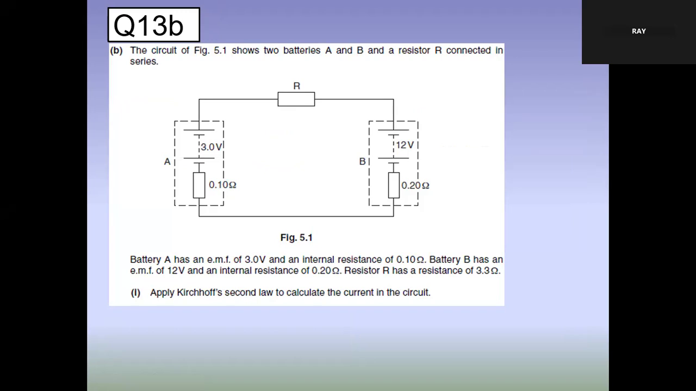The circuit of figure 5.1 shows two batteries A and B and a resistor connected in series. Battery A has an EMF of 3 volt, internal resistance 0.1 ohm. Battery B has an EMF of 12 volt, internal resistance of 0.2 ohm. Resistor R has a resistance of 3.3. Apply Kirchhoff's law to calculate the current in the circuit. What's your answer?